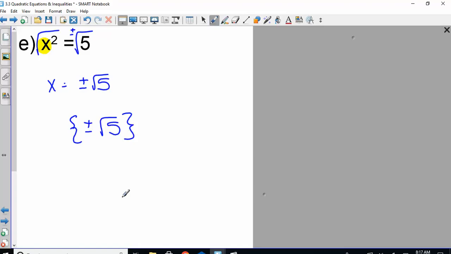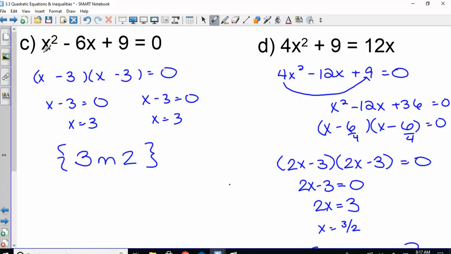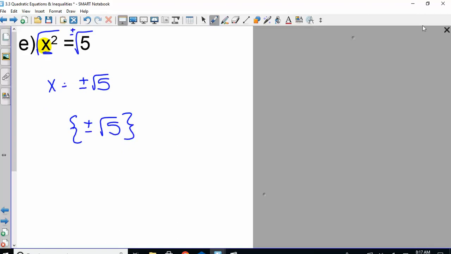Why didn't I have to do factoring or box method or anything on this one? You notice this one only had an x squared. All the others had an x squared and an x term. So that's the difference.